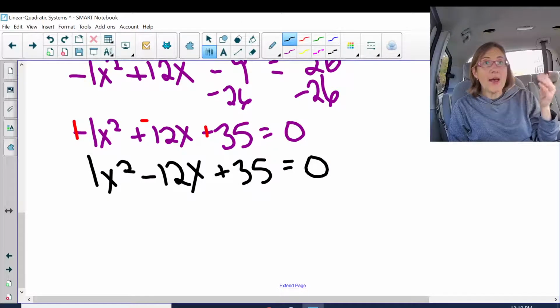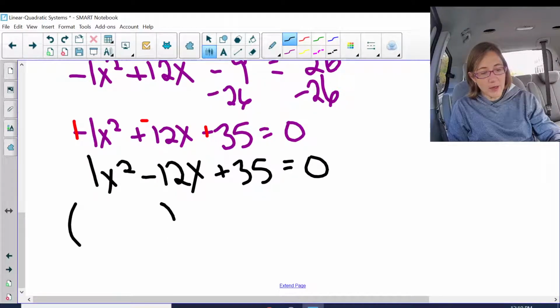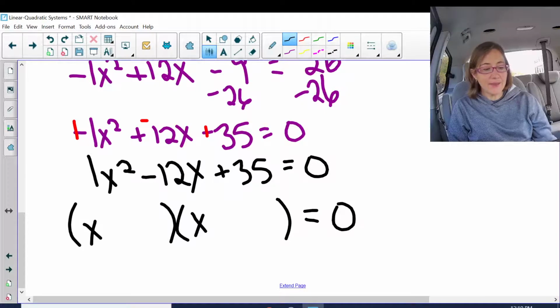Now remember, it's nice to try factoring first. If factoring doesn't work, then you can resort to the quadratic formula. But this one is going to factor very nicely. To get the x squared, we're going to have an x and an x. The signs are going to be the same. I know that because I'm looking at the positive in front of the 35 there. They're both going to have to be minus signs, so I'll put those in.